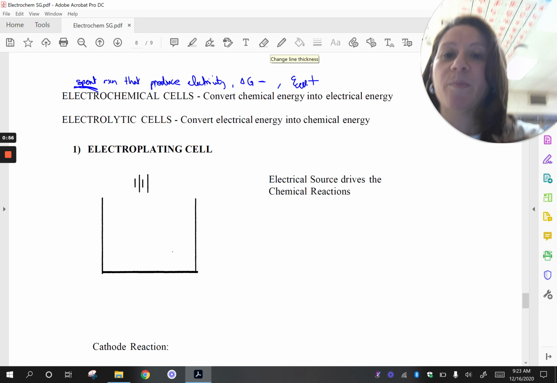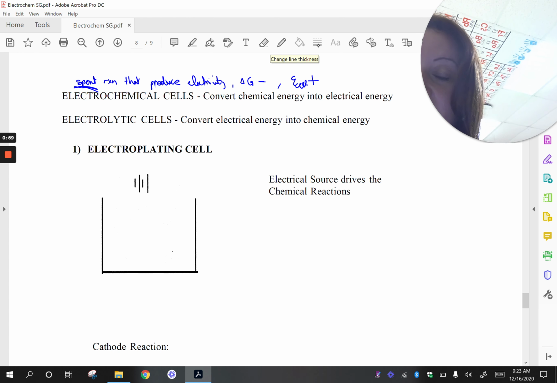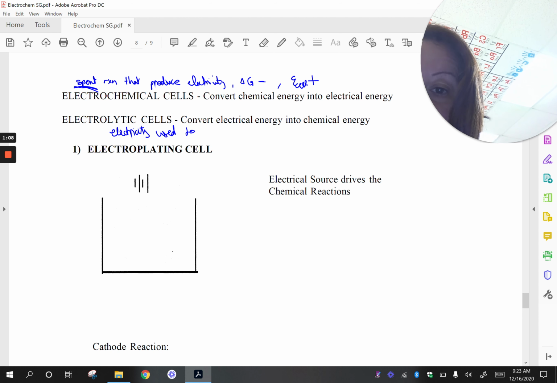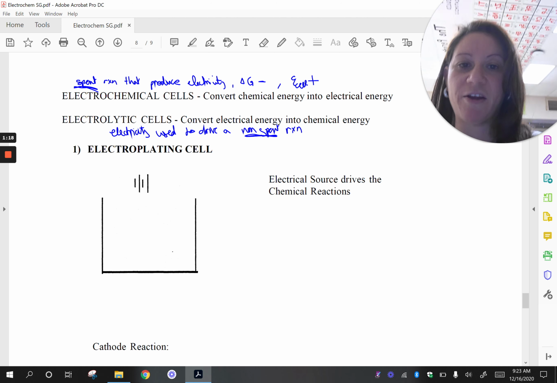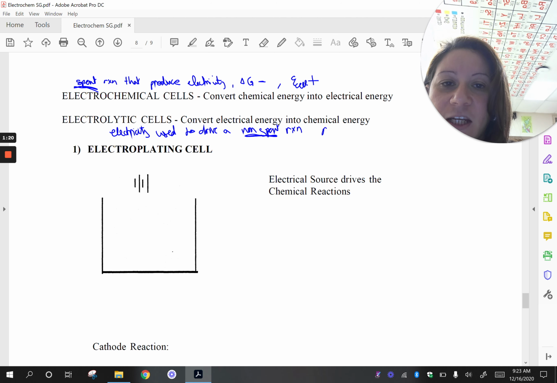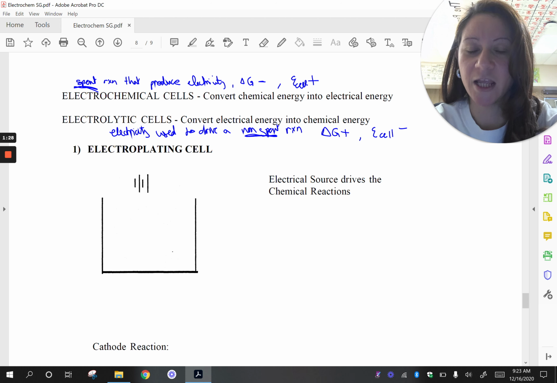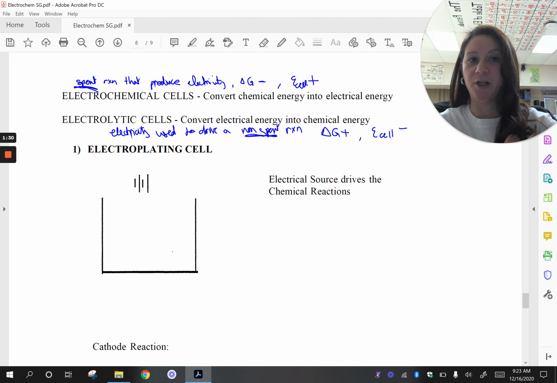Because they're non-spontaneous reactions, they won't occur on their own. We need electricity to drive a non-spontaneous reaction, so some outside force to drive these non-spontaneous reactions. Because they are non-spontaneous, their delta G's are positive and their cell potentials are negative. And again, they're kind of completely the opposite.